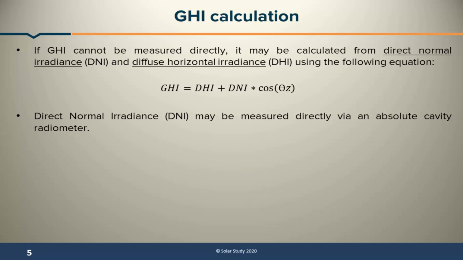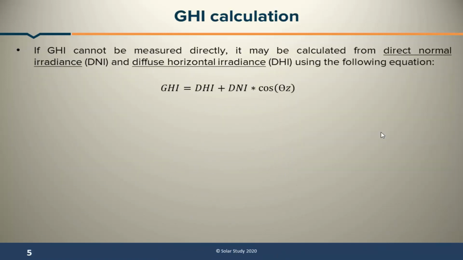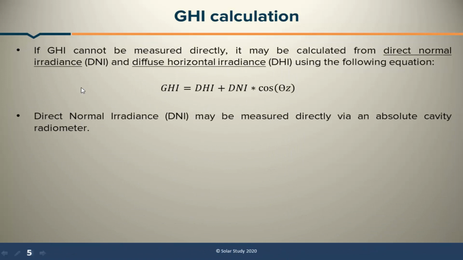Let me show you what theta z is here. So here this zenith angle is called theta z, the angle with respect to the diffusion. Okay, so using that one we will calculate GHI. How will we calculate the DNI?